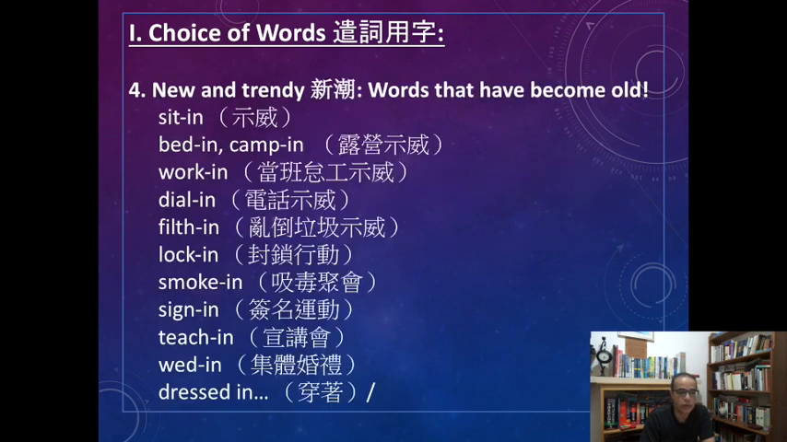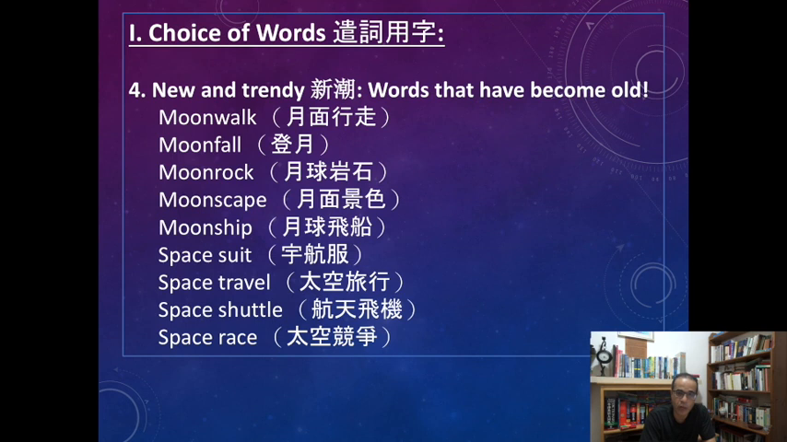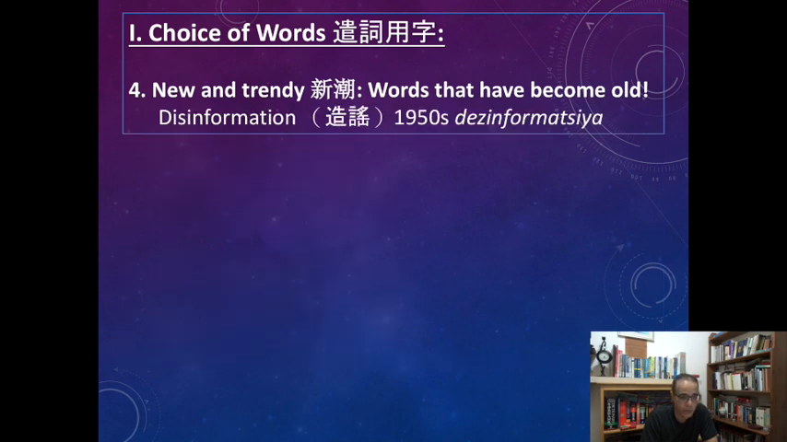You also use new and trendy words, and of course what is new today will be old tomorrow, and what was new yesterday is old today. So for example, back in the 60s, words like moonwalk, moonfall, moonrock, moonscape, moonship, and all of that, all these words were new words back in the 1960s, but they are old now. So always try to come up with new words and trendy words.